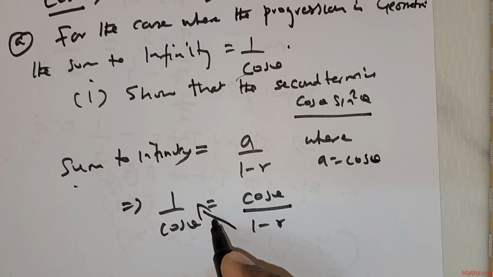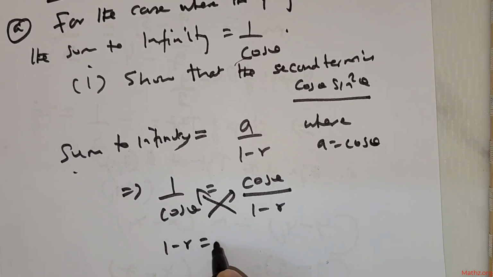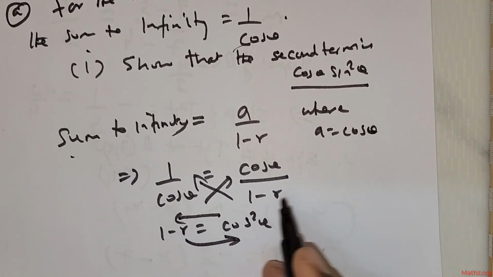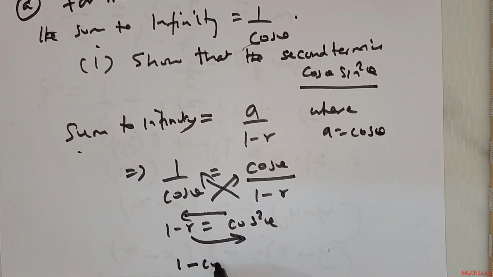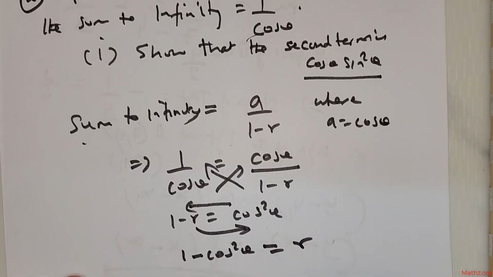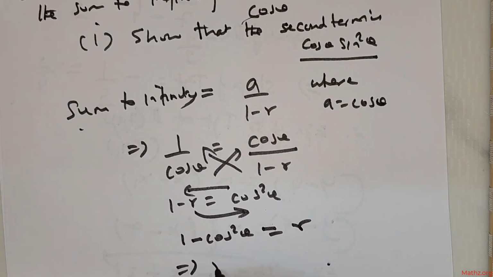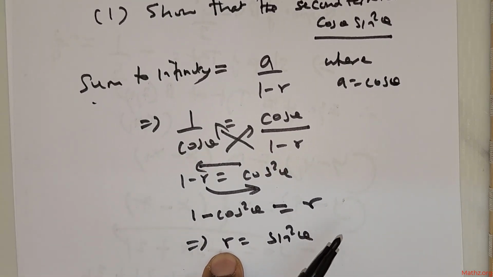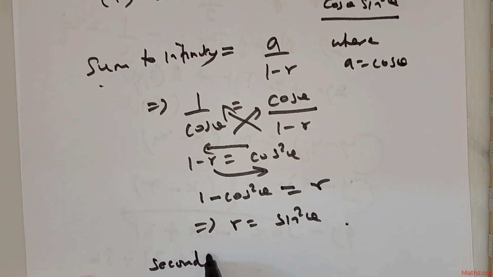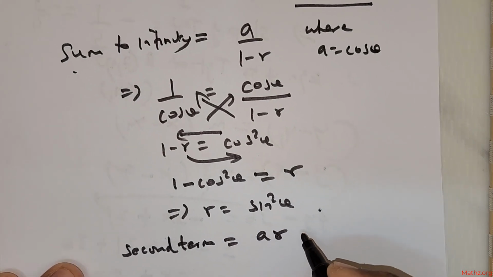So you cross multiply, you would get 1 negative r is equal to cos theta into cos theta, is cos square theta. You move cos square theta to the left and you move r to the right. So this will give me 1 negative cos square theta is equal to r. So this means r is equal to sine square theta. This is the common ratio. So to get the second term, you take the first term and you multiply with the common ratio.